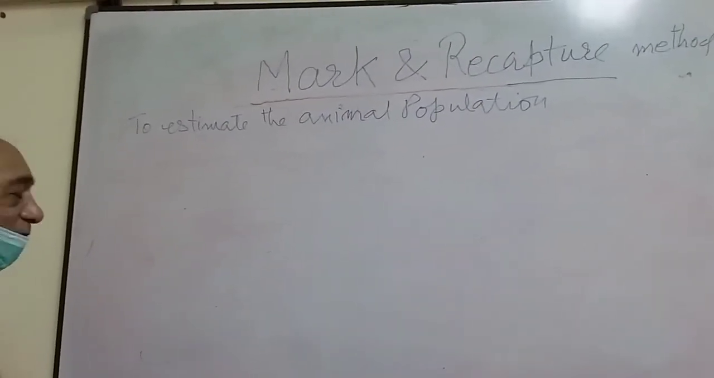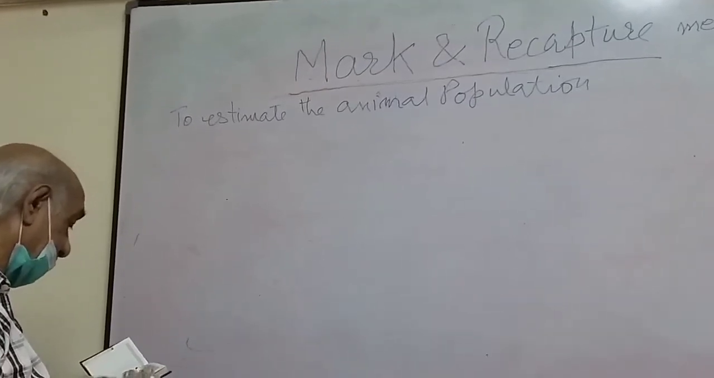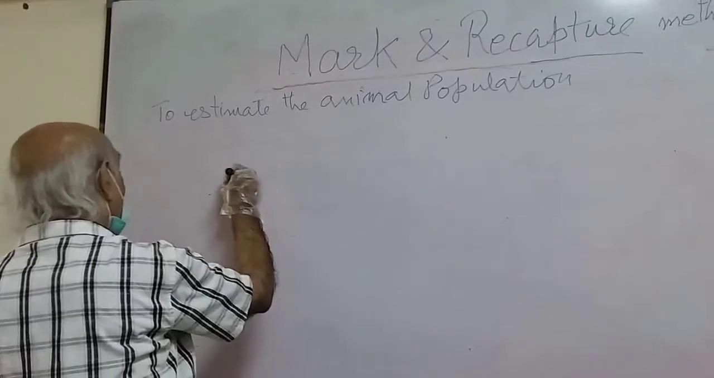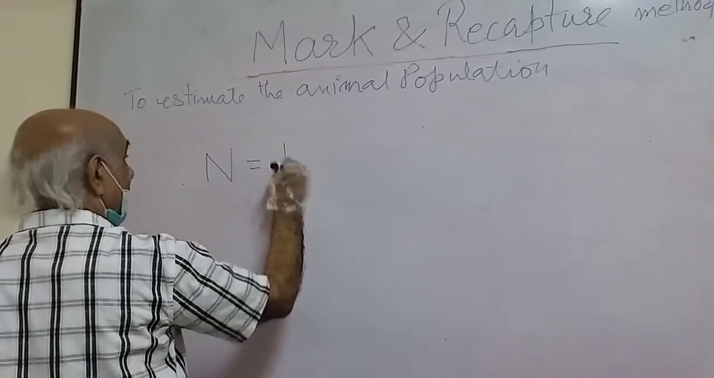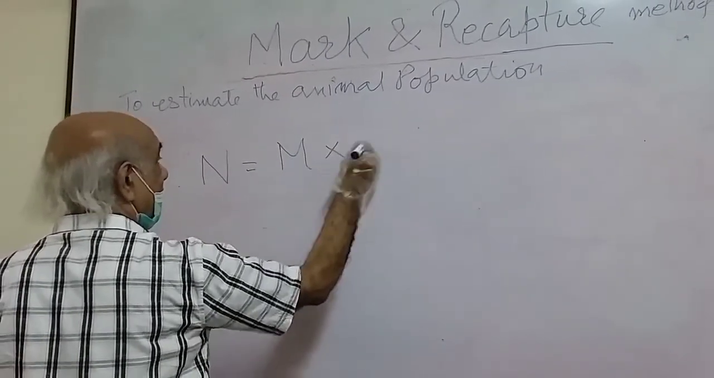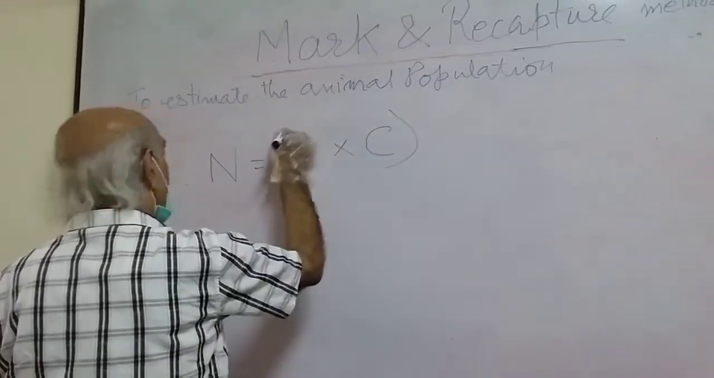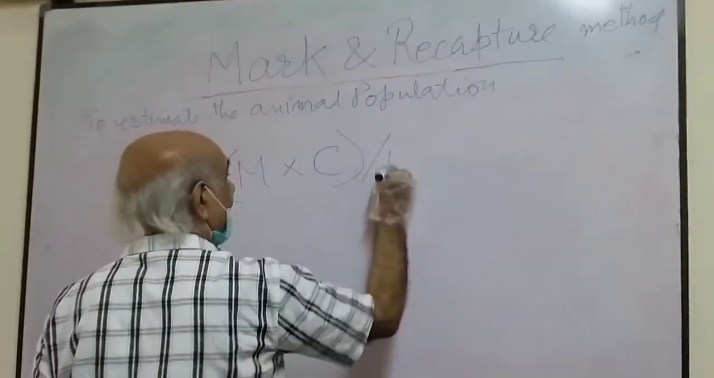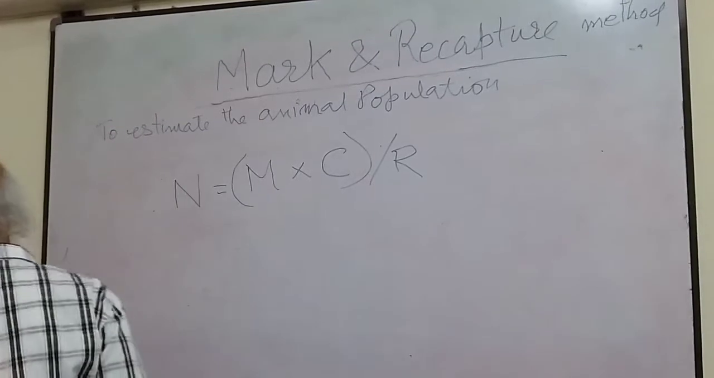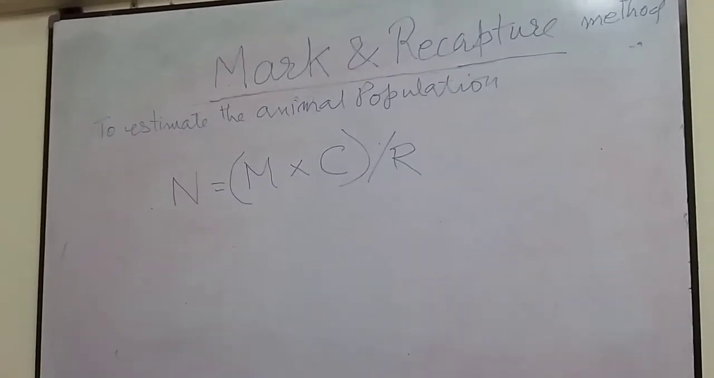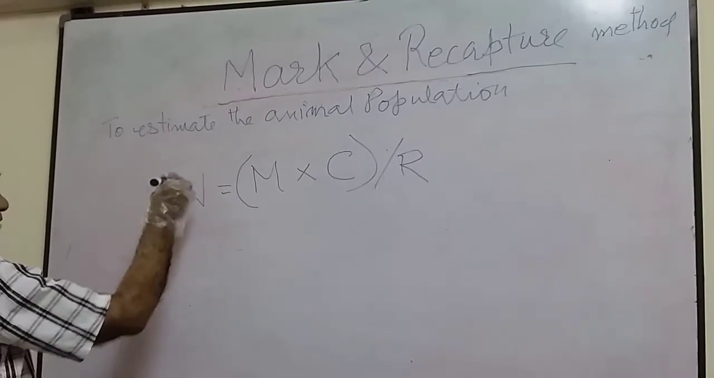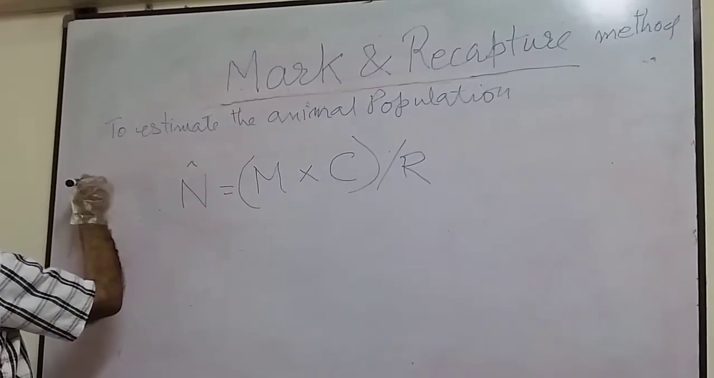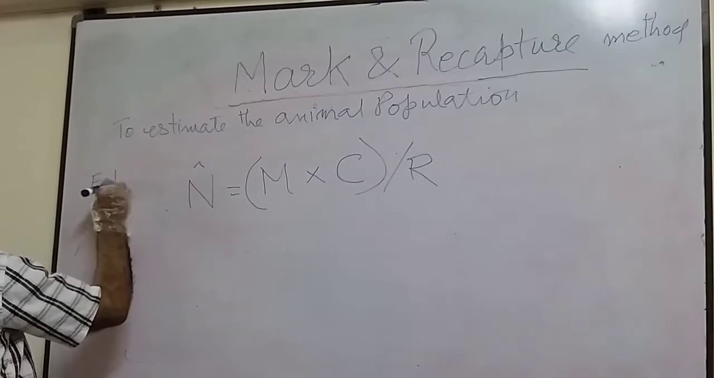And the formula is N equals M into C divided by R. N is the total population or estimated population.